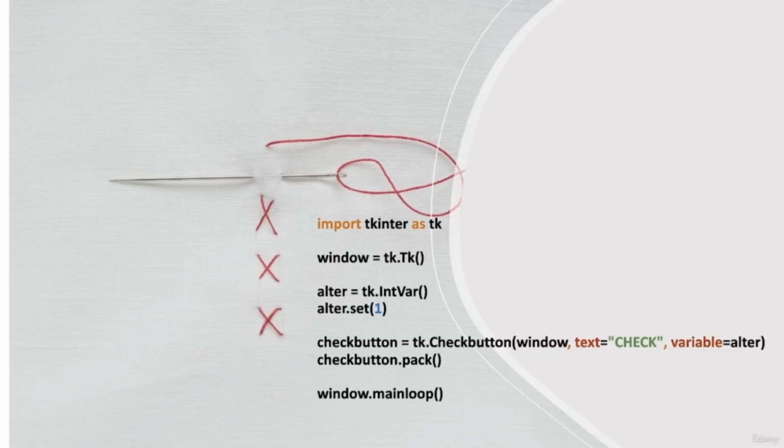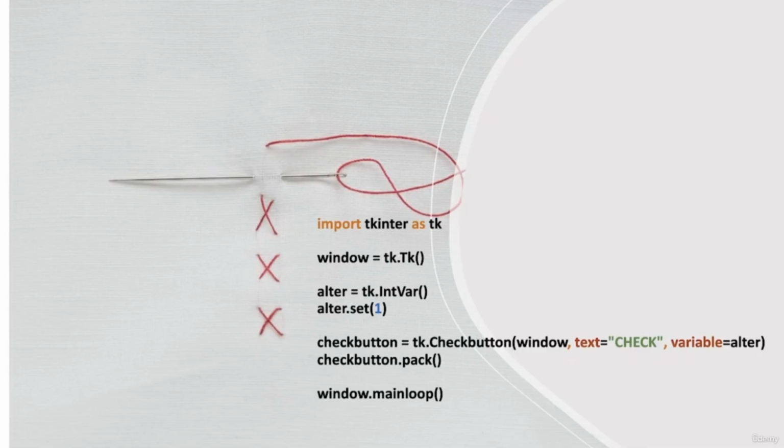In this lecture, I will introduce you to an invisible component called int_var, which doesn't show up on our window, however, is very useful when dealing with a Checkbutton widget. int_var is a class short for integer variable. It is used to store integer values.